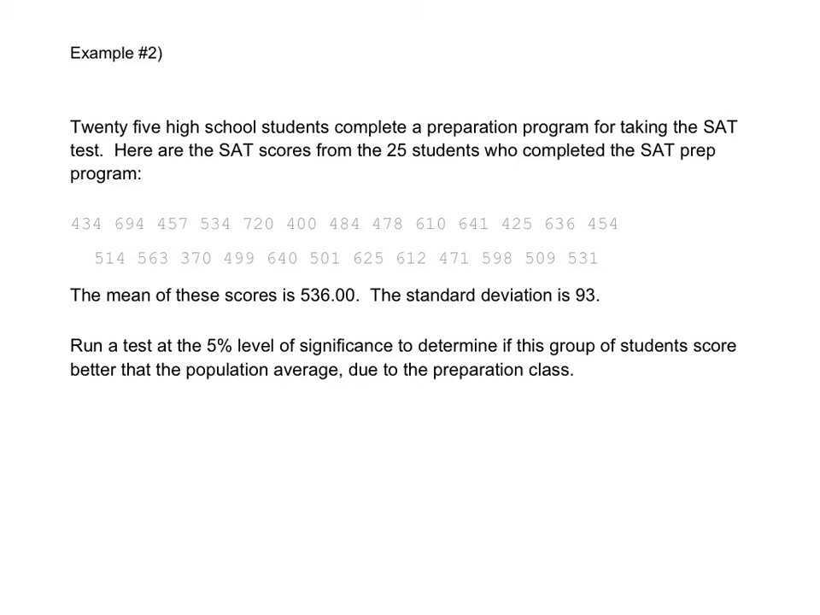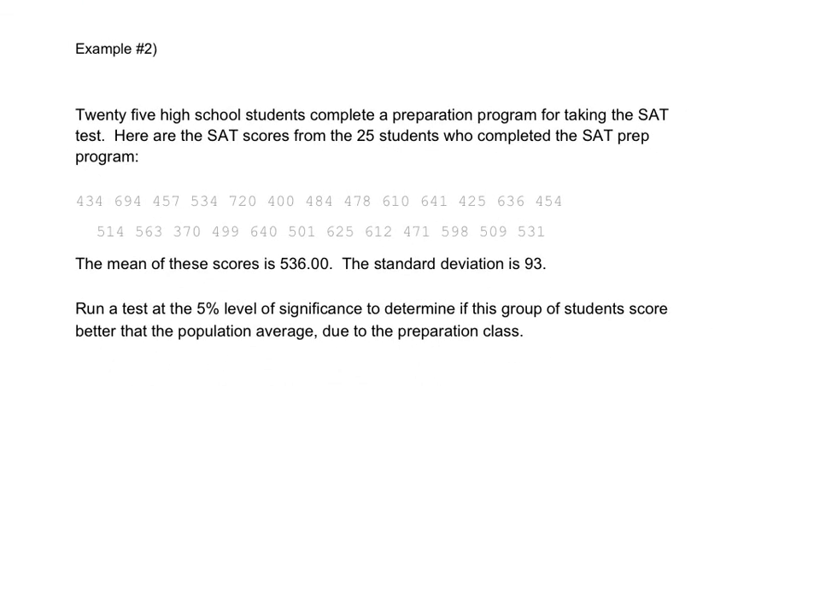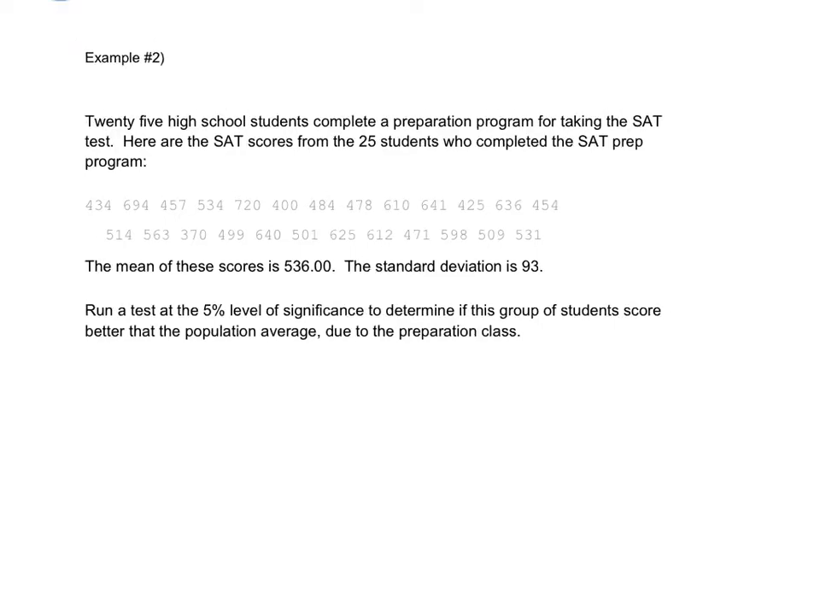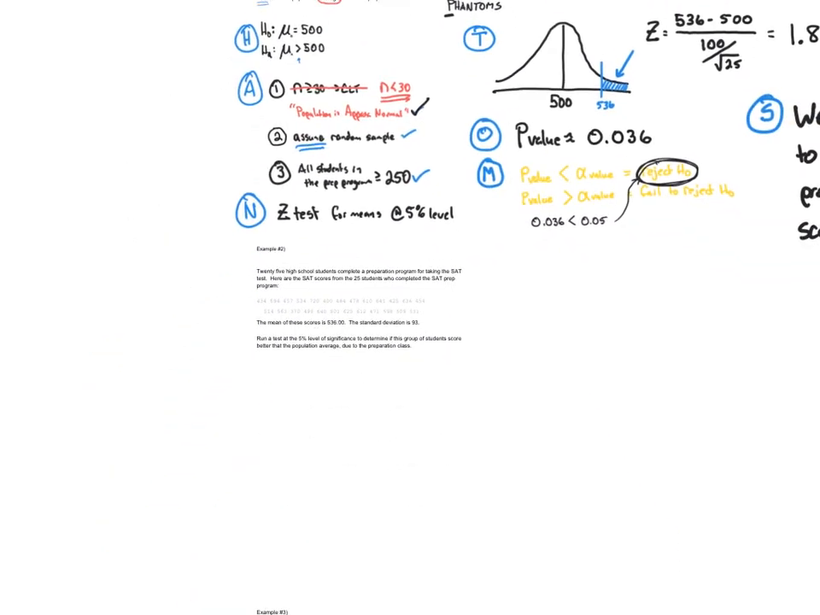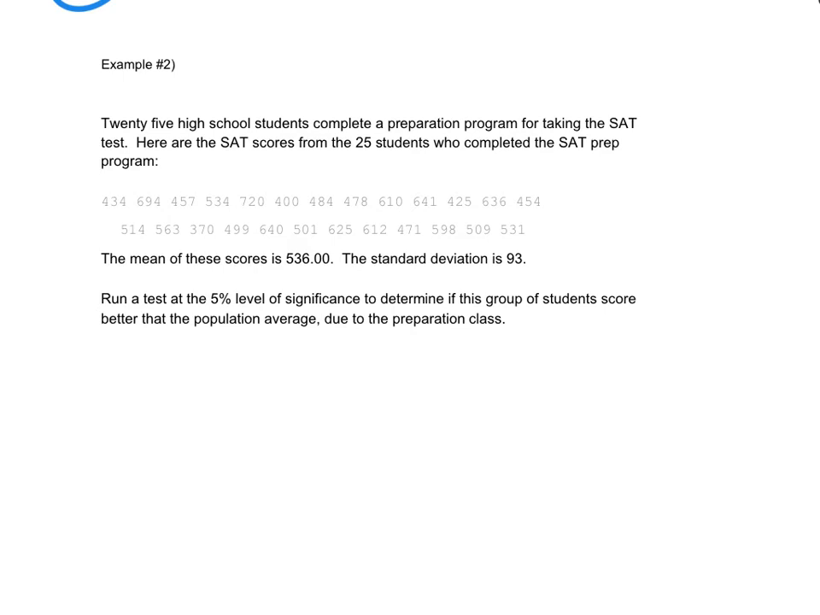Example number 2. So example number 2, we're going to do the exact same idea. Now, so what I did, I just took that same thing, but now let's just imagine, if you will, that they did not give me the population. So take a look at example 1, this little statement here. We know that the population, blah, blah, blah, blah. Example number 2, that's not stated in here, right? 25 high school students, here's their scores, gives us a mean, x-bar is 536, gives us a standard deviation, s is equal to 93. So with those two right there, they do not give me the standard deviation of the population. All we have to use here is standard deviation of the sample.